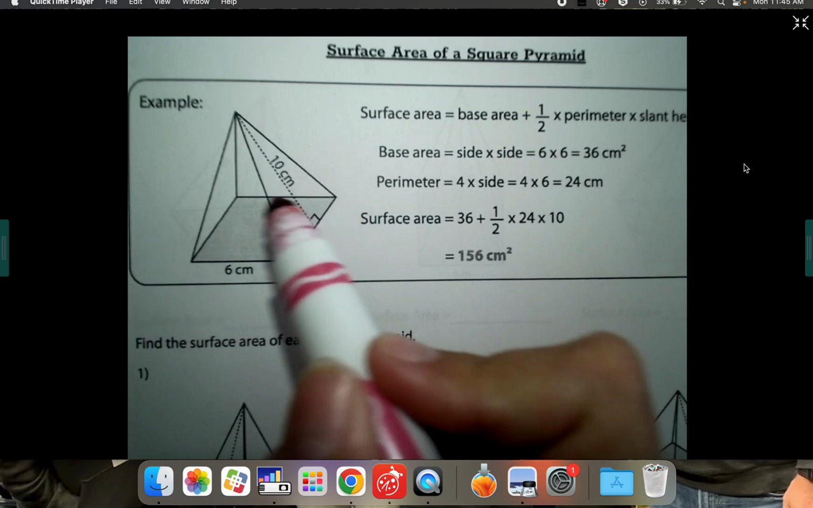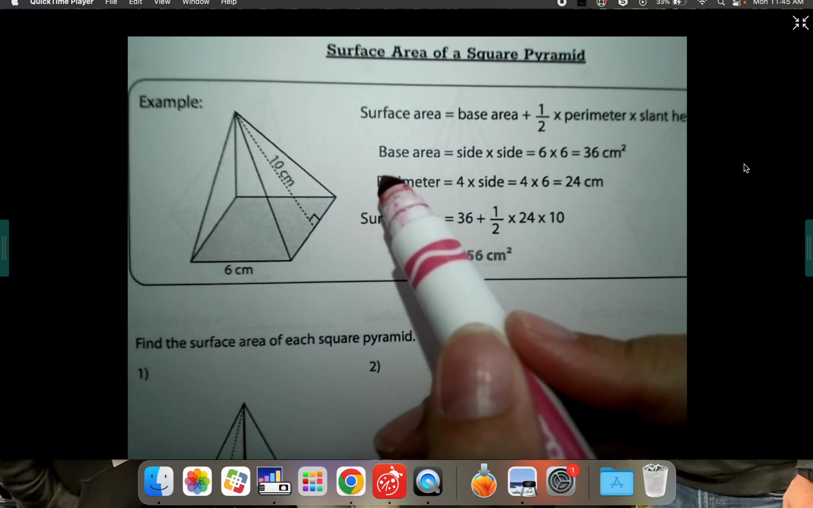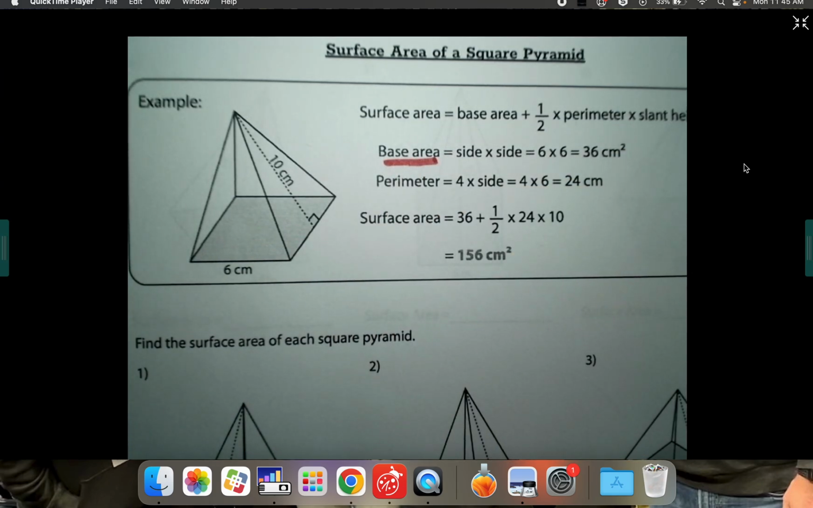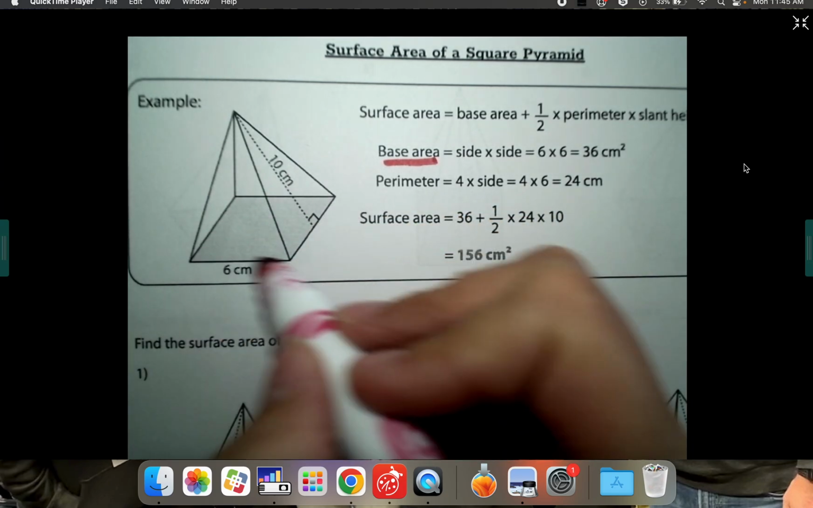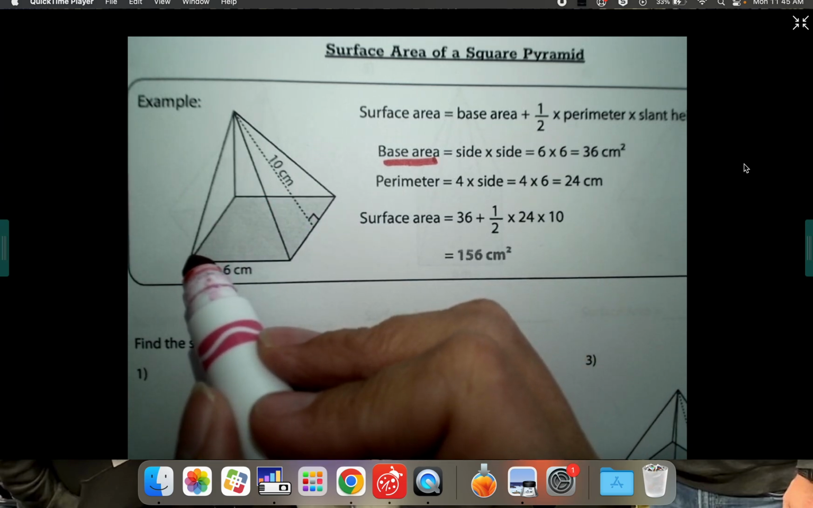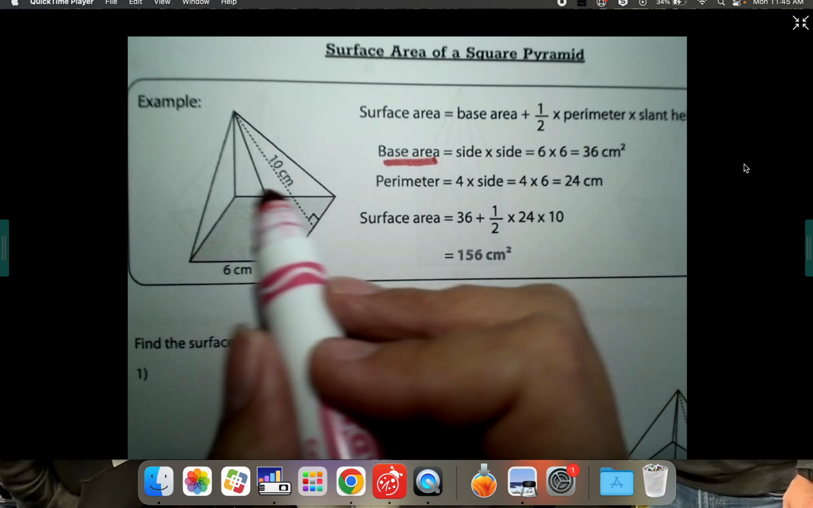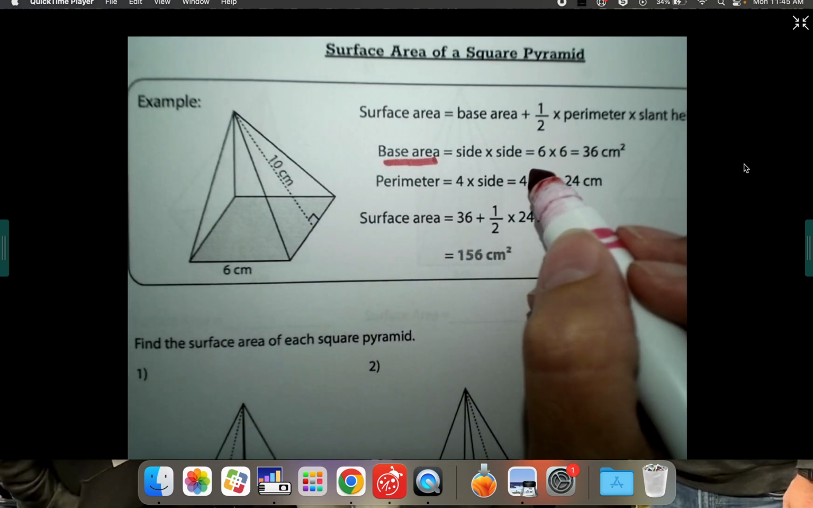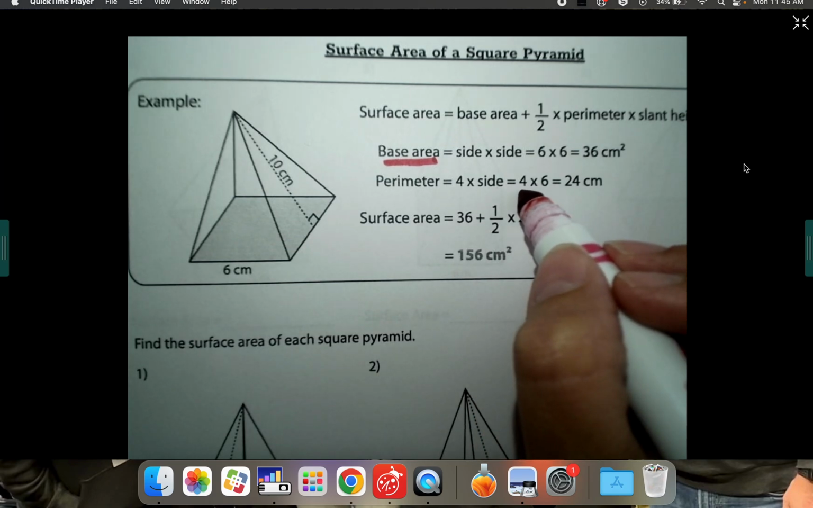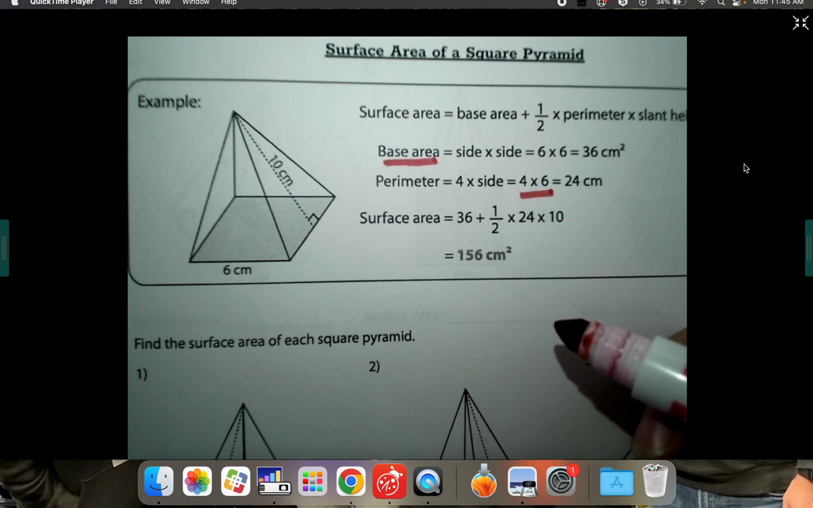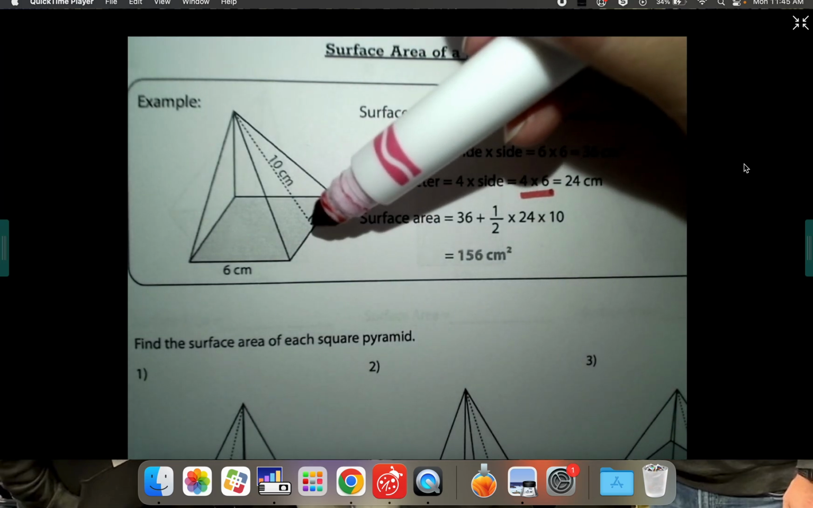You first find the area of the square base. So that would be the base area. Then you are going to find the perimeter of the base. And since it's a square, it's going to be 6 plus 6 plus 6 plus 6. So the perimeter is the length of the outside edges. So 6 plus 6 plus 6 plus 6, 4 of them, which is why they just did 4 times 6 to find that. And then last, you are going to multiply by the slant height.